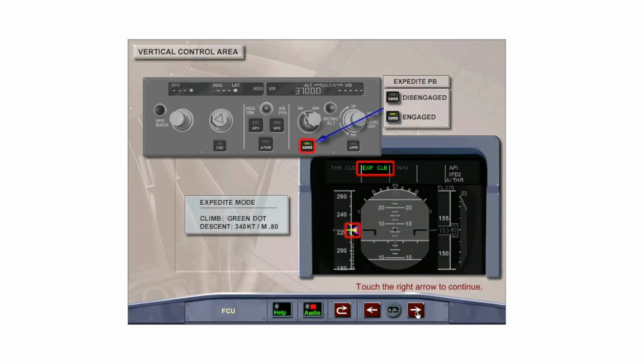The Expedite push button is pressed to engage the Expedite mode of climb or descent. The green light in the push button illuminates, and Expedite climb or Expedite descent is enunciated on the FMA. Expedite mode is a temporary open mode and orders the aircraft to climb at green dot speed, the best lift-to-drag ratio speed, if the FCU altitude is set higher than present aircraft altitude, or to descend at 340 knots, Mach 0.80, if the FCU altitude is set lower than present aircraft altitude. Expedite mode is further explained later in this module.